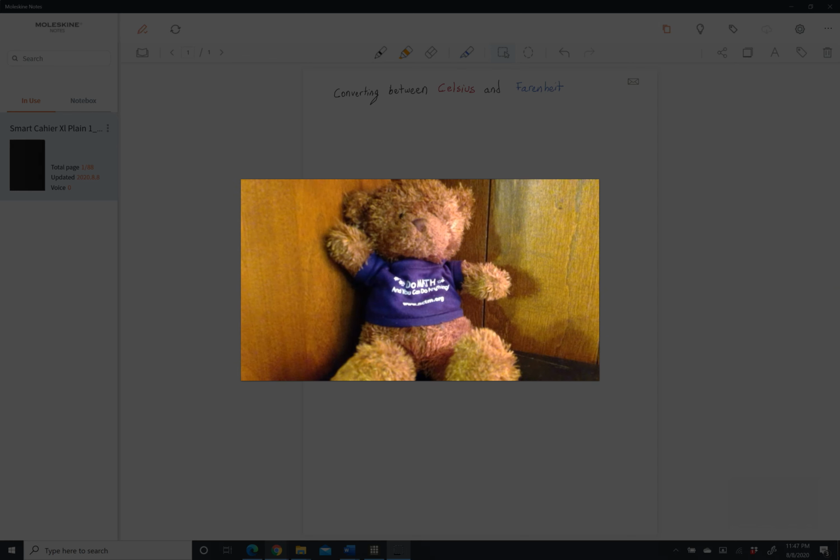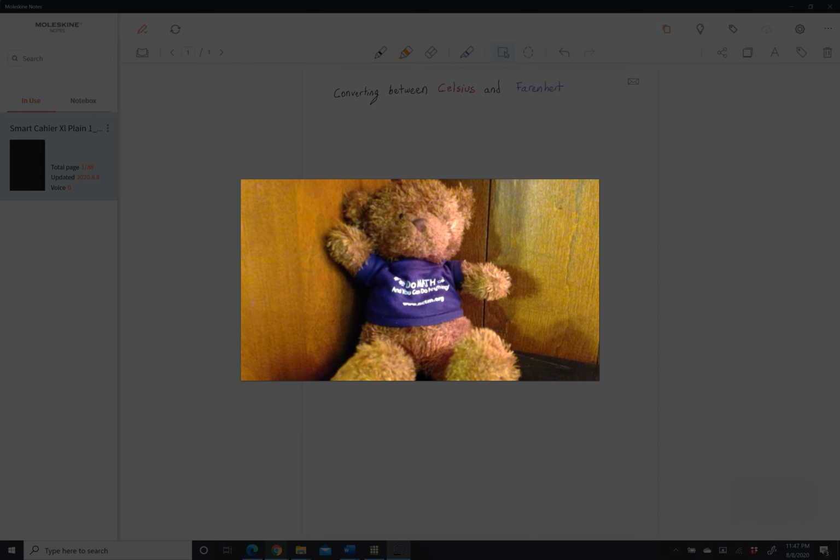98.6 degrees Fahrenheit is the typical human body temperature, whereas 37 degrees Celsius would be the typical human body temperature. So if you have a fever, you might have a 101 degree fever, whereas in Celsius, that would be 38.6 degrees Celsius. So you can kind of see the differences between Celsius and Fahrenheit.